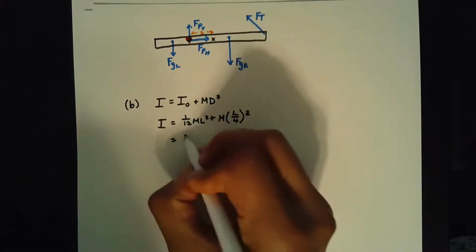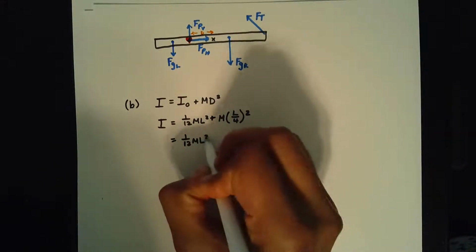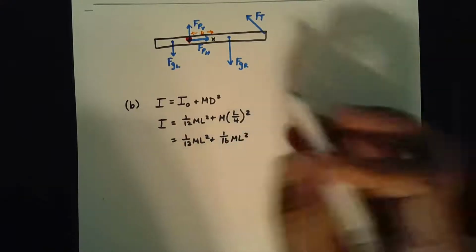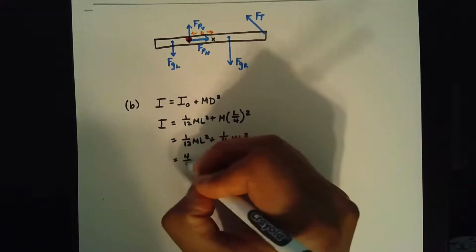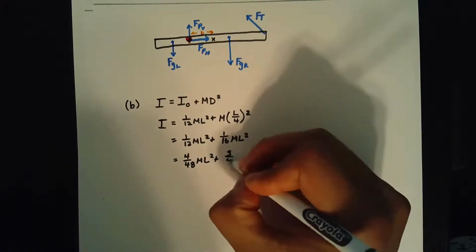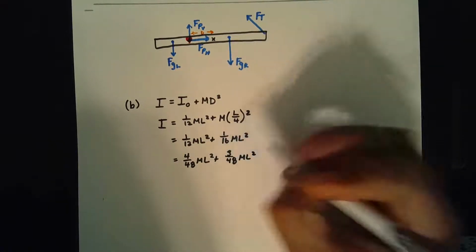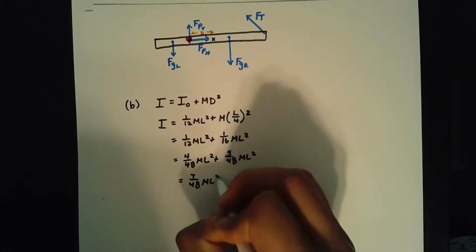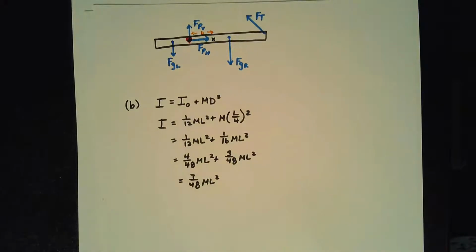So the mass of the object times L over 4 squared. So then as I go through, I get 1/12 ml squared plus 1/16 ml squared. And as I add my fractions, I need a common denominator. And then I can add my numerators. So I get 7/48 m squared. Okay.